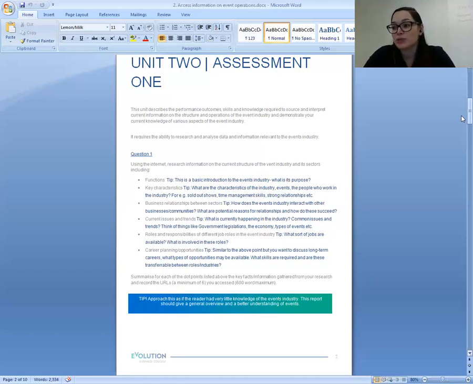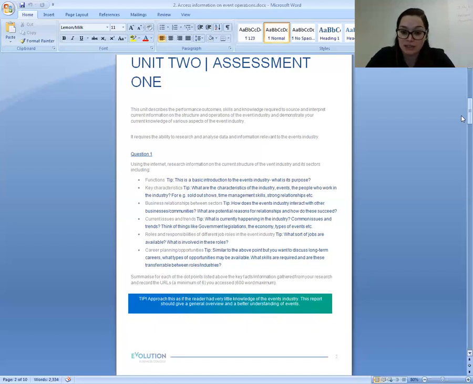With the career planning and opportunities, this is very similar to the previous point about your job roles. So you can just kind of run them off together as well. You're wanting to look more at long-term career plans. What can you look for as a long-term goal? If you start off as a volunteer somewhere and then start working and doing ticketing or something like that, what kind of career could you plan in the event industry? Is it a long-term opportunity that you've got? What sort of opportunities could come from this? What kind of branches are there within the event industry?